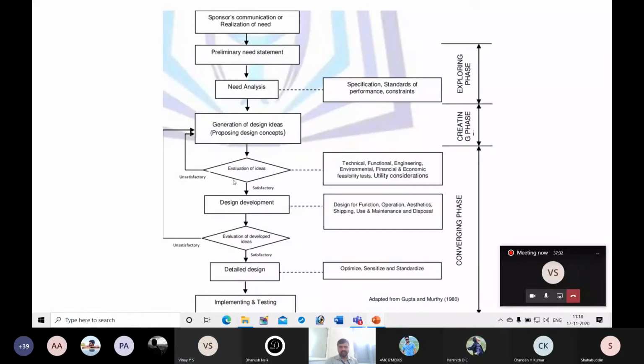So in this unit, we are going to discuss evaluation of ideas, that means evaluation of alternatives. Again, this evaluation is based on technical, functional, engineering and environmental aspects. That means it depends on physical realizability and other aspects. Then financial and economic feasibility, then utility. So this is about this stage of the morphology of design, that is evaluation of ideas.